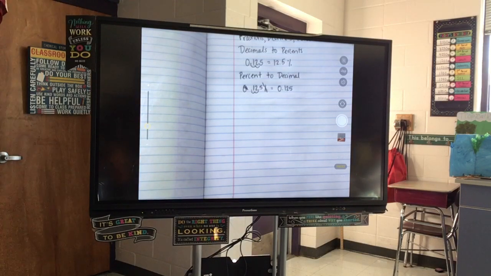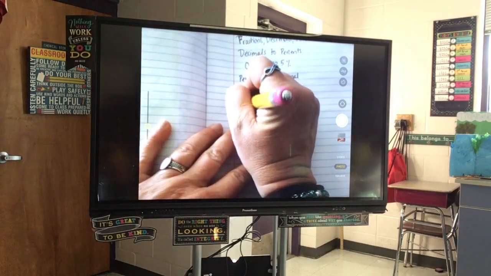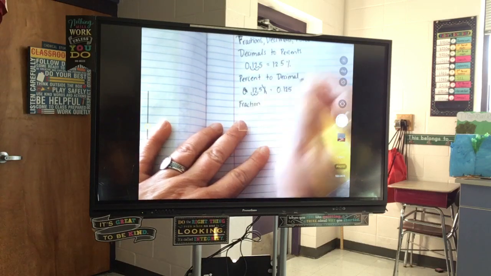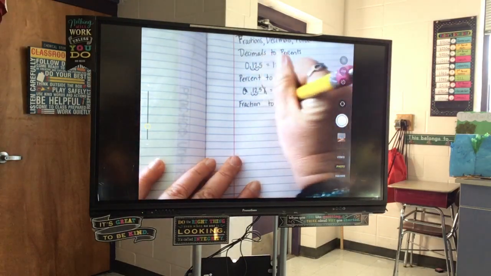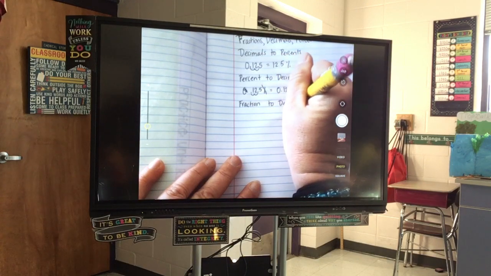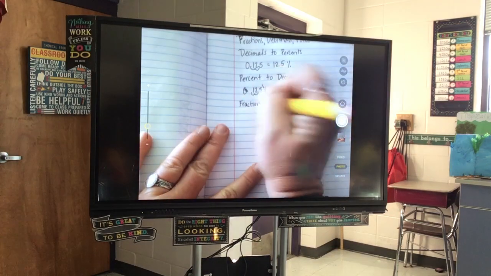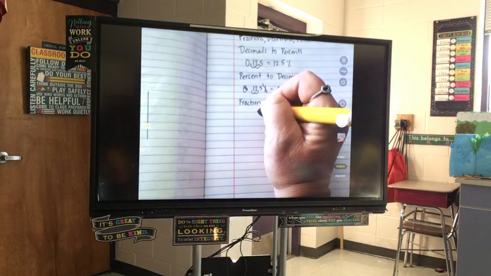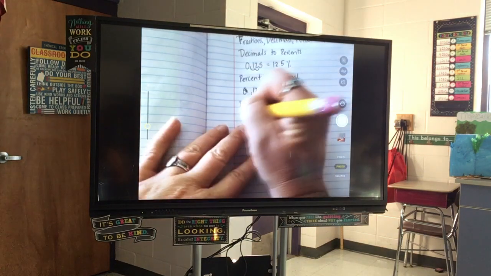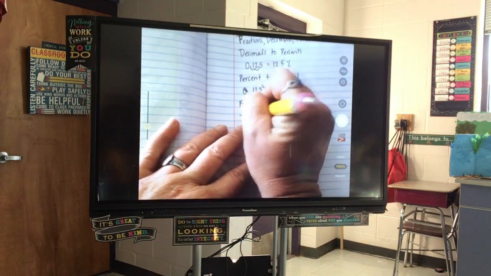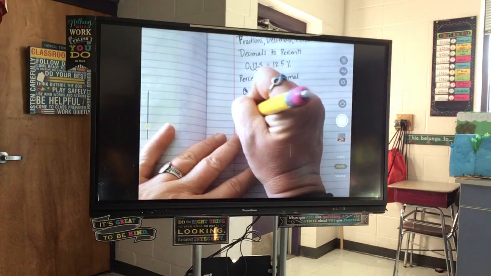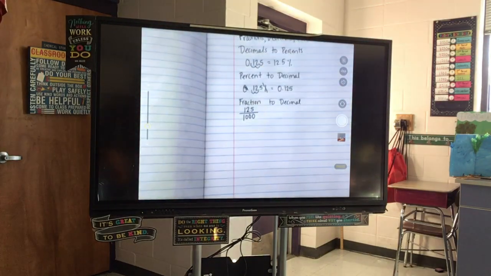So now, how do you think we go from a fraction to a decimal? So we're gonna get a touch harder here. So a fraction. So let's go, what fraction do we want? Let's keep it kinda simple. Okay, let's do 125 thousandths. Keeping it simple. We're gonna use the same number all the way through.